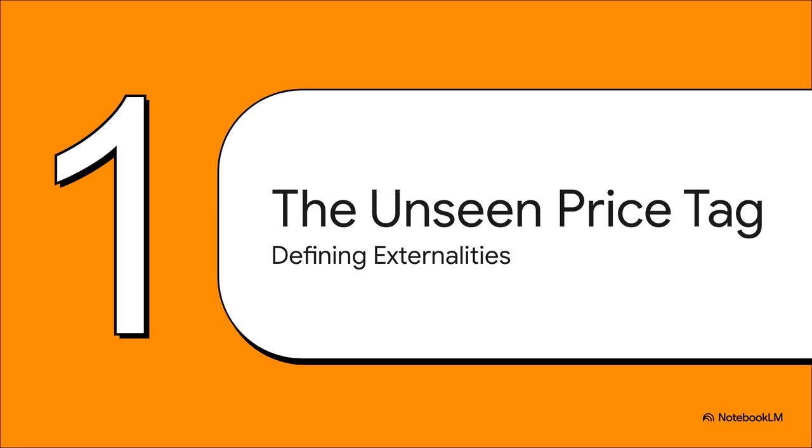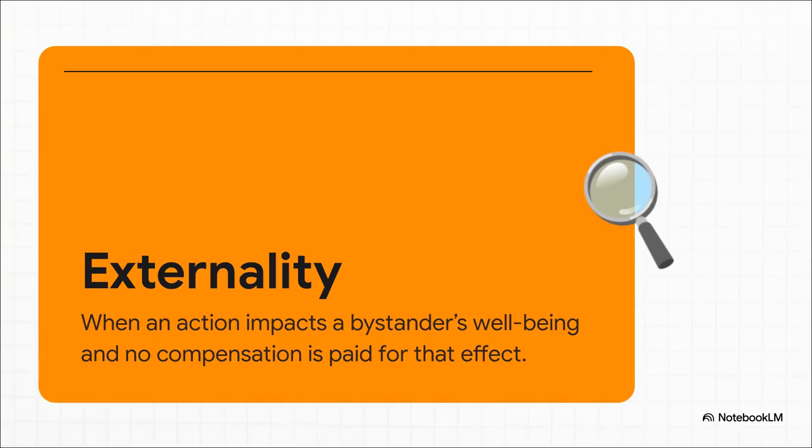Okay, first things first. We've got to define exactly what we're talking about here. What is an externality? So here's the official definition. An externality happens when someone's action affects a bystander's well-being, but, and this is the key, no compensation is paid for that effect. Think of it like a side effect. And because that side effect isn't priced into the transaction, it can lead to what economists call a market failure. Basically, the free market, on its own, isn't getting us the best possible result for society.